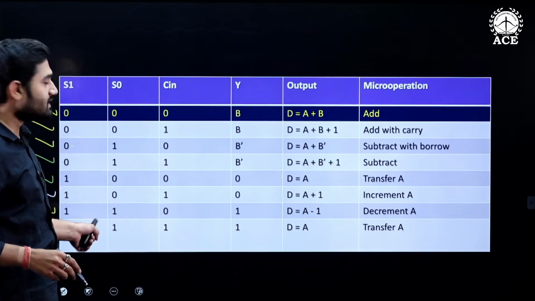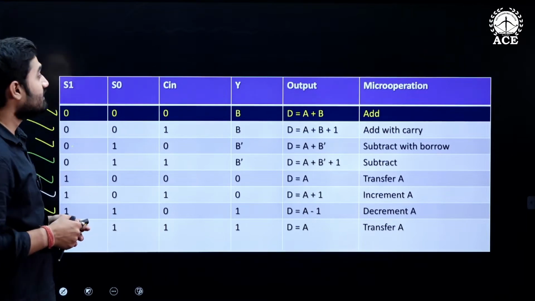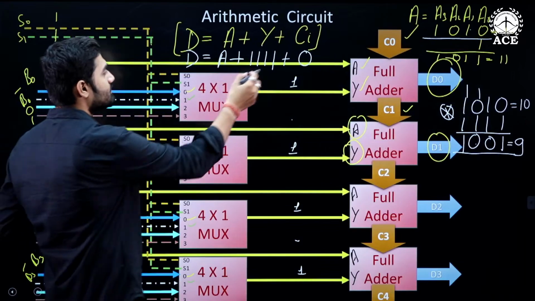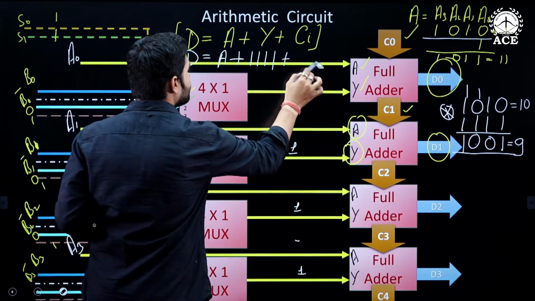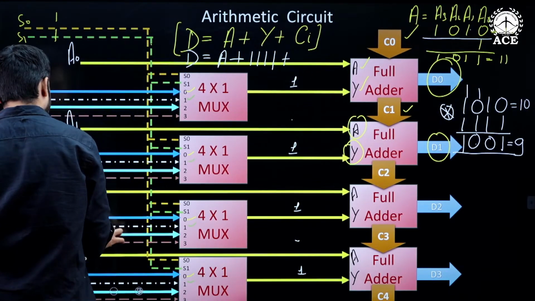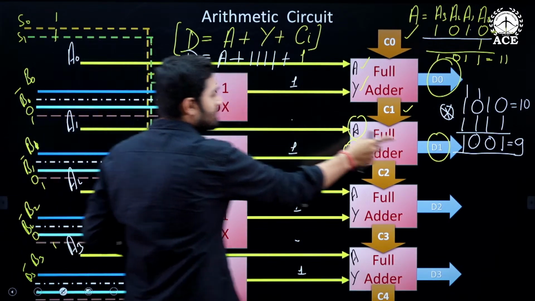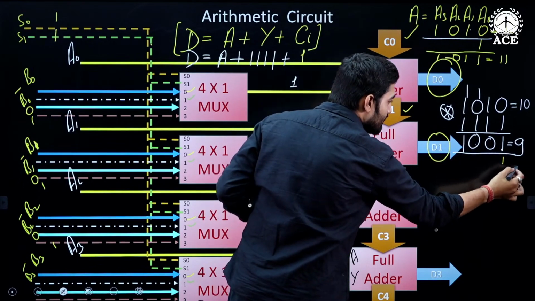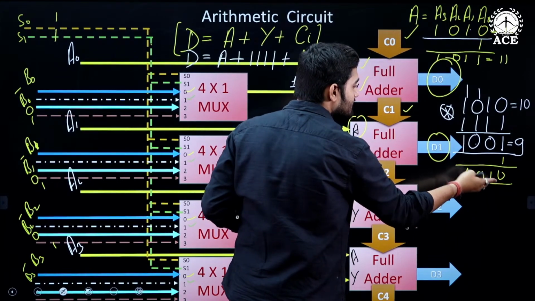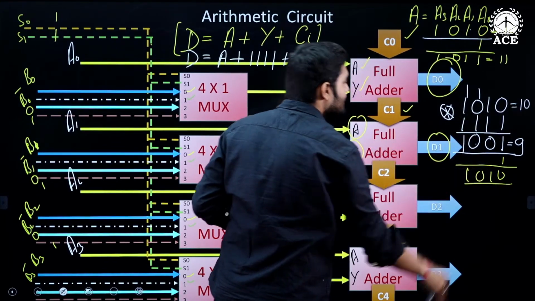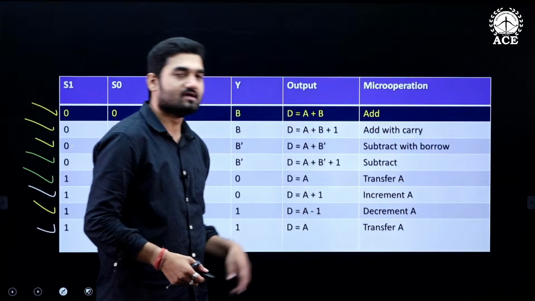I am having 1 1 for S1, S0. But the carry right now is 1. Let us understand that part also. Carry over here is 1. What is this here? Nothing, you did this part already. You got 9. If you add 1 over here, what will you get? The same number. That means the content of A is not changed. It's nothing but transfer, because the content of A is not changed, right? That's what is written here: D equals A, transfer A, that's all.